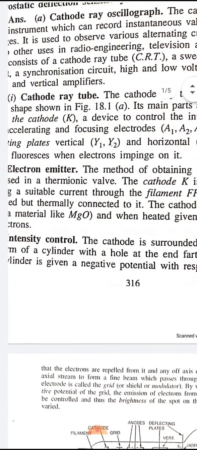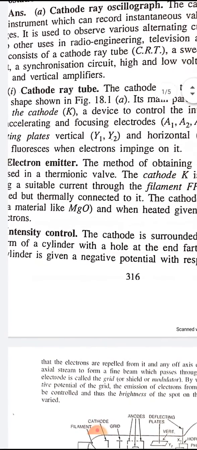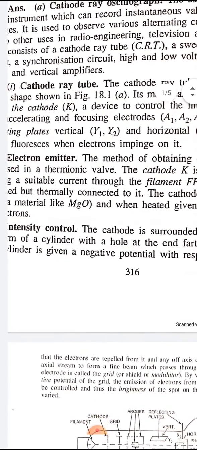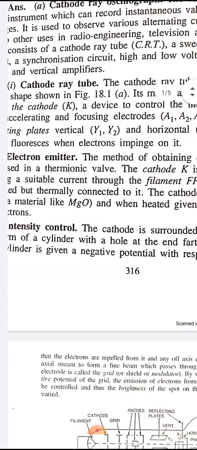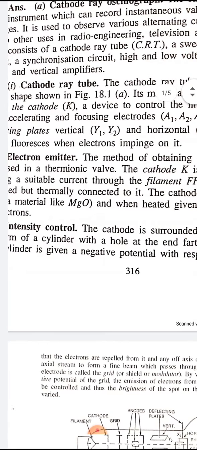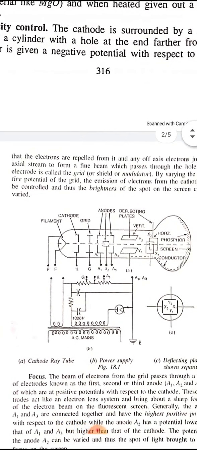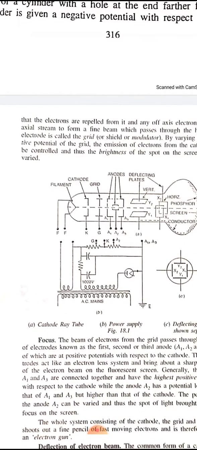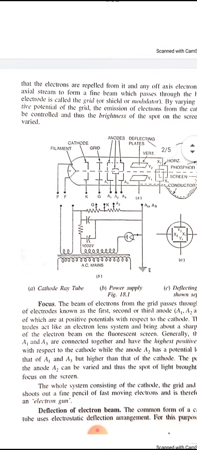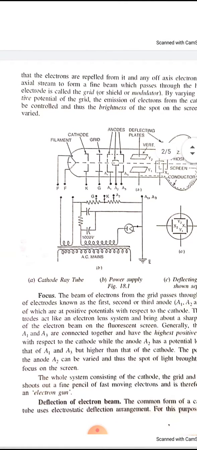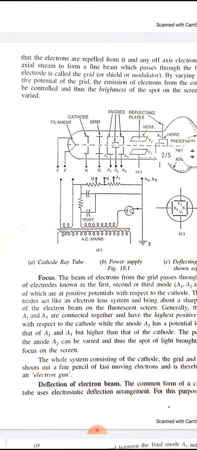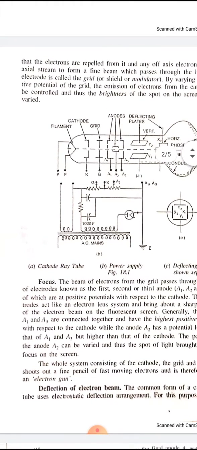What do we do to control the intensity? The cathode is surrounded by a metal shield in the form of a cylinder with a hole at the end apart from the cathode. The cylinder is given a negative potential with respect to the cathode so that electrons are repelled from its walls towards the axis, joining the axis stream to form a fine beam which passes through the hole. This electrode is called the grid or modulator.